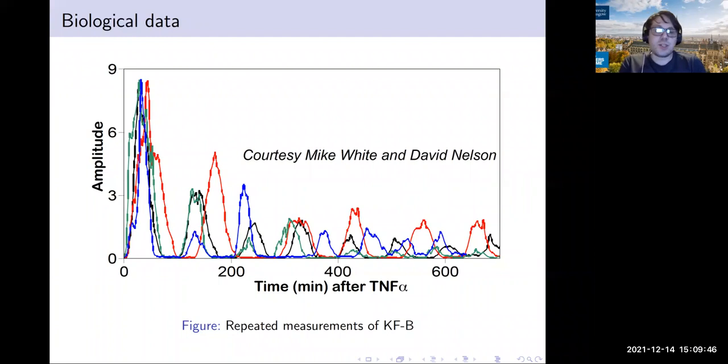So even with the same conditions, generally the first peak that we observe is relatively consistent, but then the exact timing and the amplitude of these subsequent oscillations changes between cells. And that's why we need to treat these as a stochastic system, because indeed that's exactly what we see in the data.